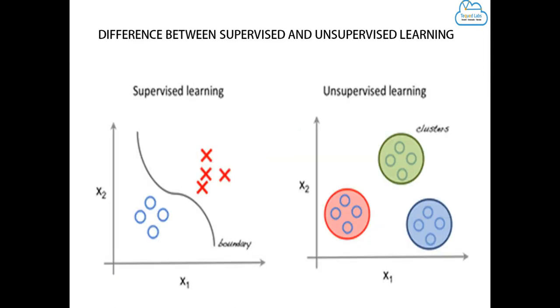Then we will have to understand the difference between supervised and unsupervised learning. What we understand by the difference between supervised and unsupervised learning is, supervised learning will have fixed boundaries or fixed outcomes.